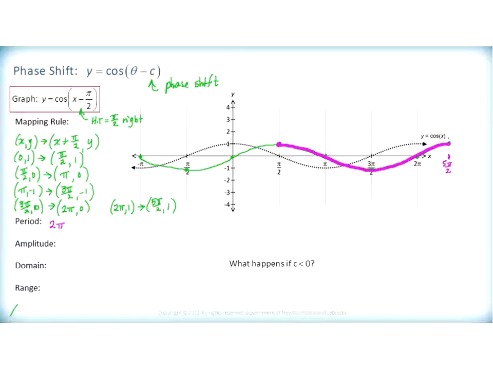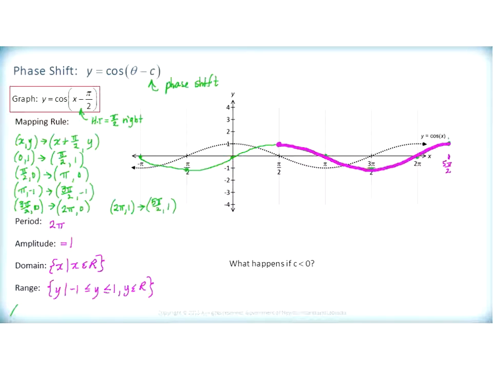The amplitude in this case again did not change. The distance between the sinusoidal axis and a maximum point or a minimum point on your graph is still equal to 1. Your domain is all values of x belonging to the set of real numbers, and the range did not change either. So the minimum value of y is negative 1, which is less than or equal to y, which is less than or equal to positive 1, and y belongs to the set of reals.